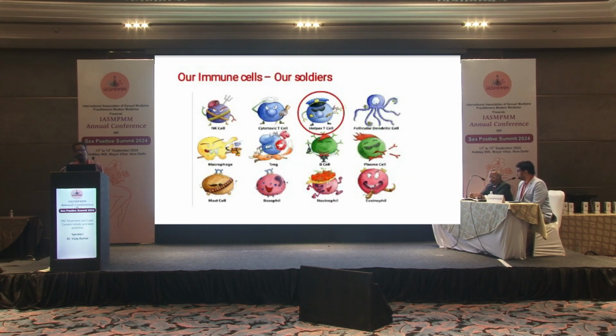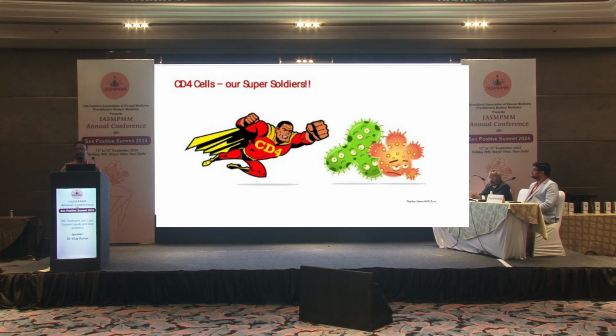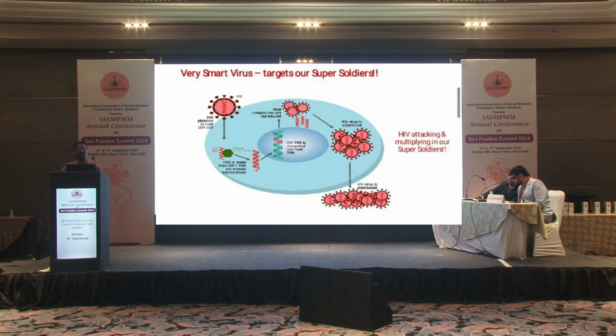What is the importance of immunity while fighting the HIV virus? Helper T cells, our CD4 cells, are the super soldiers in fighting the HIV virus. This is a brief diagram of how HIV attacks our immune system phase by phase: it attaches to the host cell, then makes viral copies, then integrates into the host DNA, then replicates and multiplies its population.